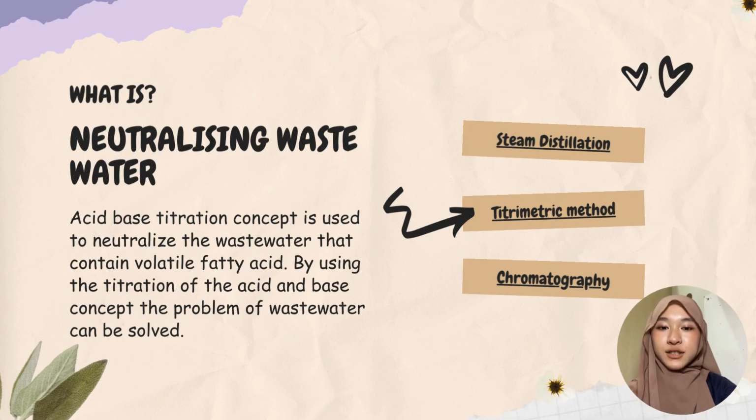This process can be used and applied in many aspects and concepts. Next, what is neutralizing wastewater? The acid-base titration concept is used to neutralize wastewater that contains volatile fatty acid. By using the titration of the acid and base concept, the problem of wastewater can be solved. Three examples of neutralizing wastewater aside from titration of an acid base are steam distillation, gravimetric method, and chromatography.